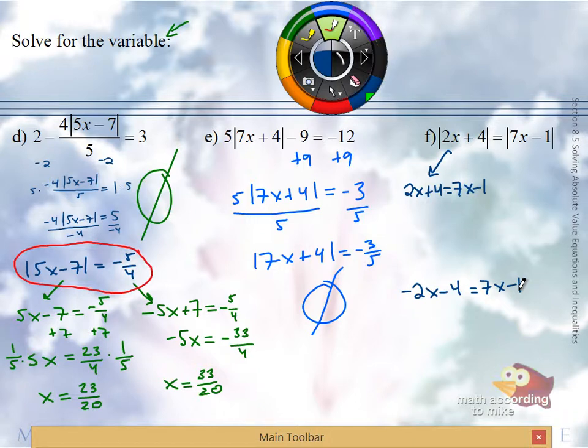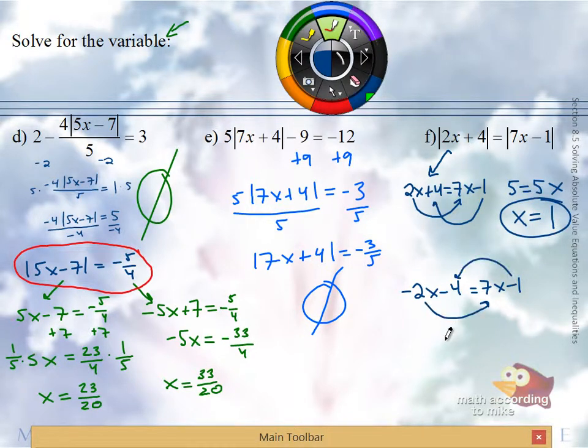So for the first one, I'm going to bring the 2x over to the right and the 1 over to the left because I like a positive coefficient. So if I did that, I'd get 5 equals 5x. Oh, that's nice. So what does x equal? 1. Guess that. What does x equal for the second one? Careful. Negative 1/3.